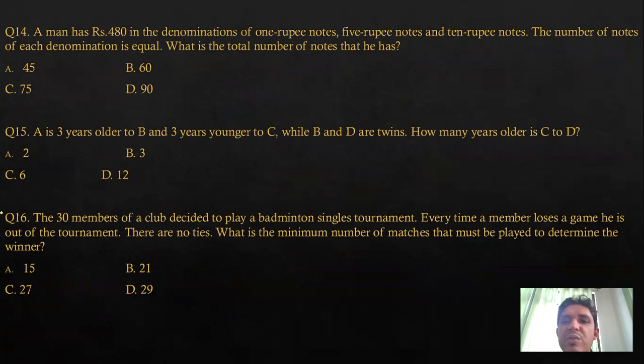Coming to the 14th question: a man has rupees 480 in the denomination of 1 rupee note, 5 rupee note, and 10 rupee note. The number of notes of each denomination is equal. What is the total number of notes that he has? Suppose the number of notes is x. 5 rupee notes means 5x, plus 10 rupee notes is 10x, because he is saying the number of notes of each denomination is equal, totaling 480.